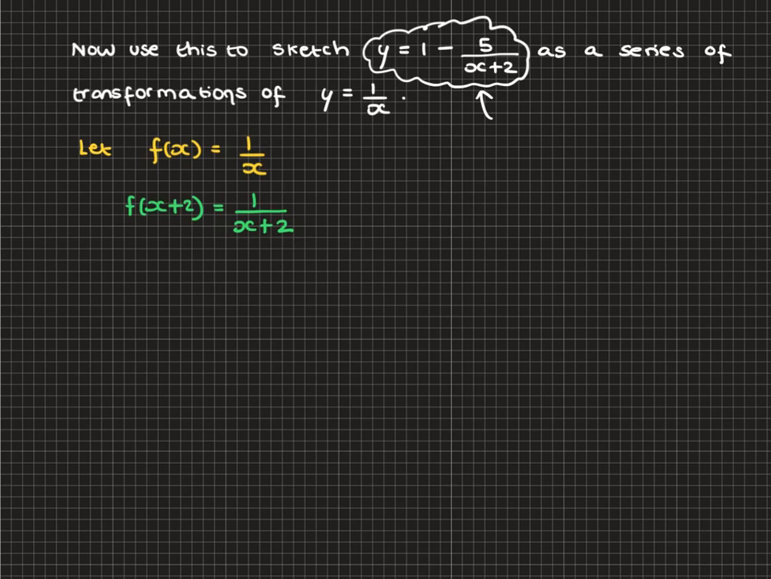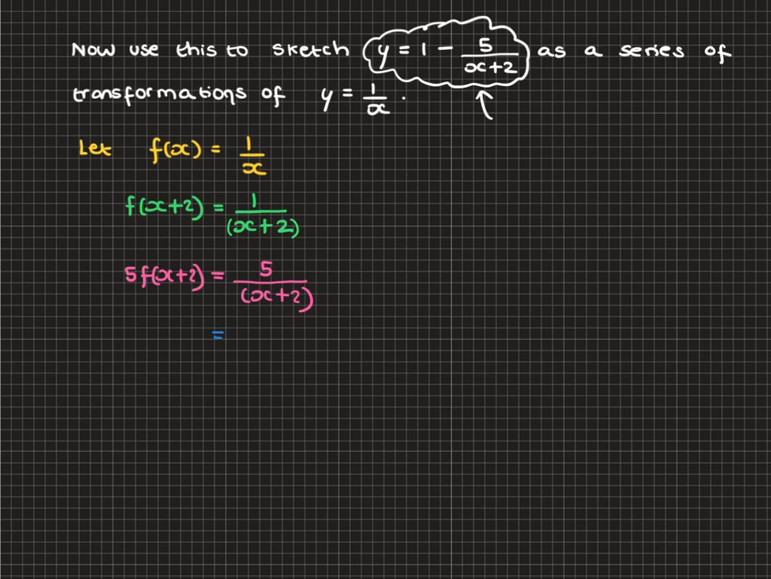So what could be the next stage? Well, what about the 5 in the numerator? 5 over x plus 2. So this, of course, is 5 f of x plus 2. And so on and so forth as we build up. What have we got next? So we now have a negative.